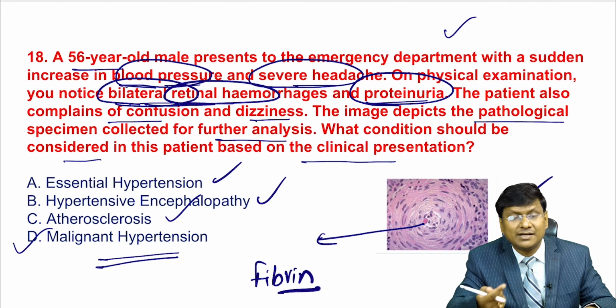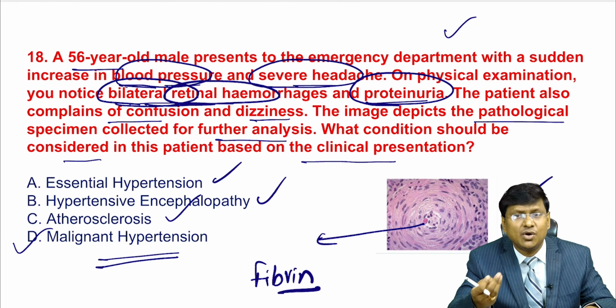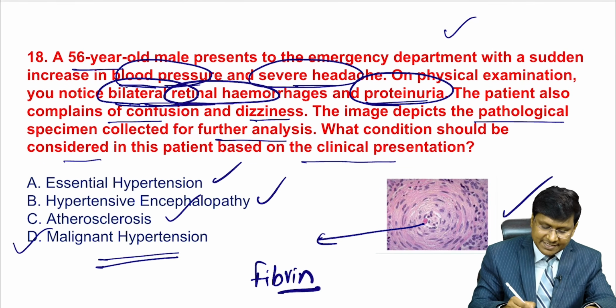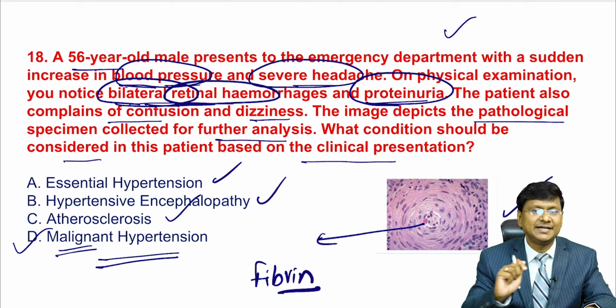So why is it not essential hypertension? It typically does not present with sudden onset severe symptoms. Retinal hemorrhages, proteinuria, and confusion are not features of essential hypertension, right? So that is the reason why the answer is malignant hypertension in these patients.